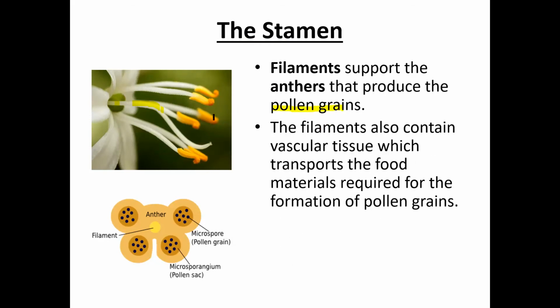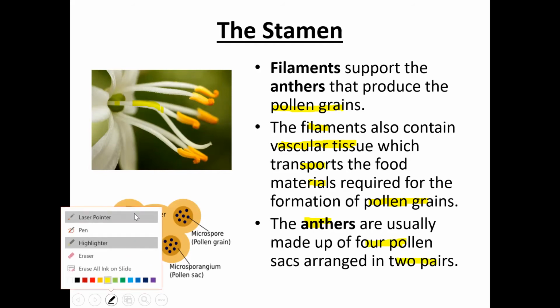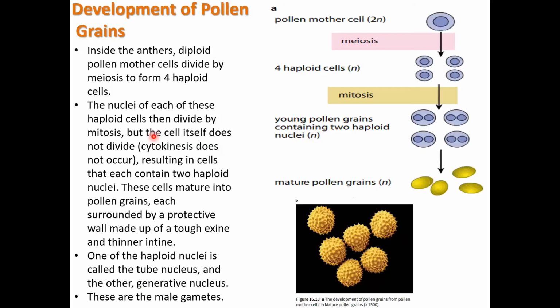Besides giving support, the filaments also contain vascular tissue, which transports the food materials required for the formation of pollen grains, right? Now, anthers are usually made up of 4 pollen sacs, which are arranged in 2 pairs. If you look at this diagram, you're looking at these 4 pollen sacs, 1, 2, 3, and 4, right? And they're arranged in two pairs. So this is how they are arranged. That covers the anther and the filament providing support to it.